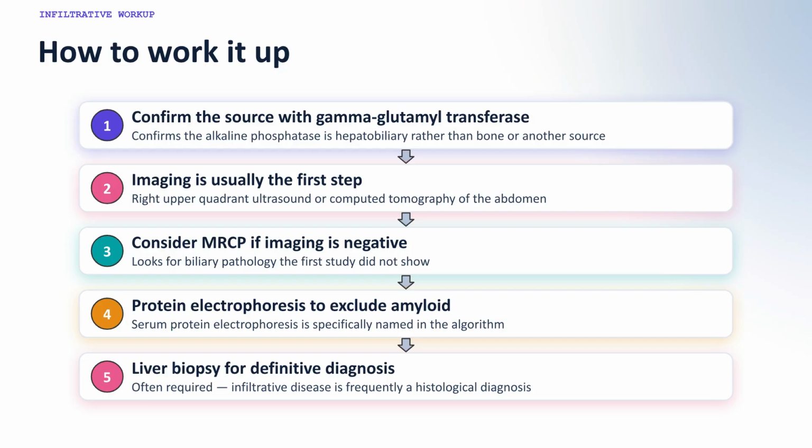If those are negative, consider cholangiography to look for biliary pathology. Send a serum protein electrophoresis to exclude amyloidosis. And be prepared for liver biopsy. Infiltrative disease is frequently a histological diagnosis, and imaging alone often does not settle it.